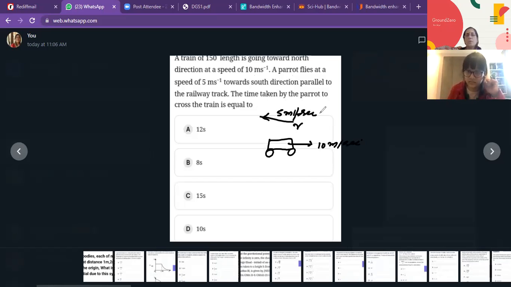Okay, so now how did you do this? So I assumed the train to be at rest, so the speed of the parrot will be 5 plus 10. Okay, so that is 15, right? Yeah. And they are asking you the time. Time will be distance upon speed, so 150 upon 15. Yes. So how much did you get the answer as? 10.